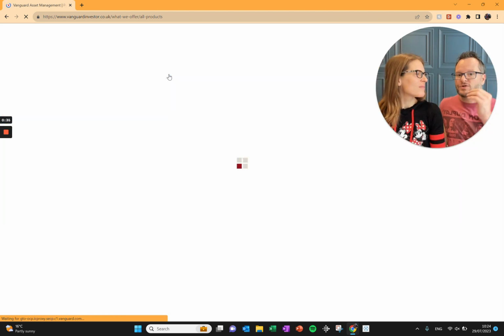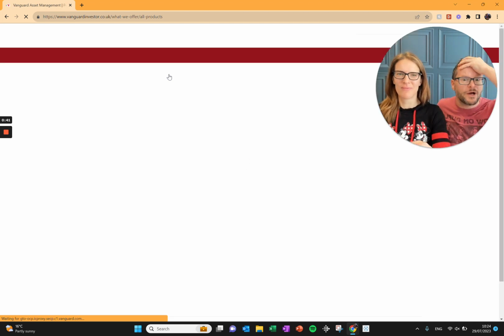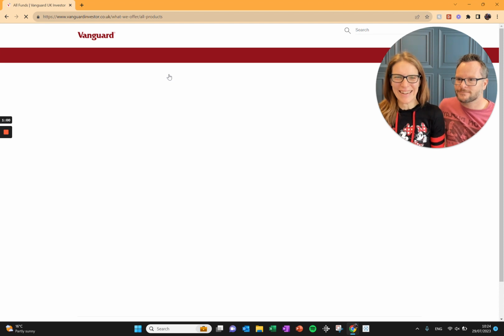People go, I want to open an ISA or a SIPP or an investment account, and then they click through and they're like, which fund do I choose? There's too many options. They have something like 80 funds, you said? There's 86 different funds, and a lot of them are not what we're actually looking for. So what we're looking for is the FTSE Global All Cap as we wait for Vanguard's page to load. Come on, Vanguard, you can do it.